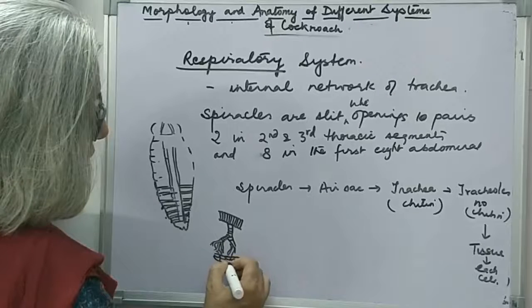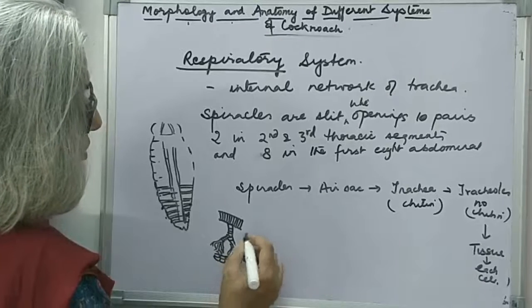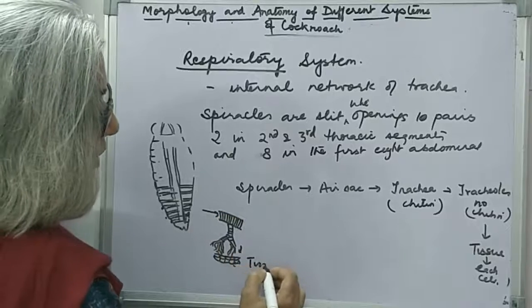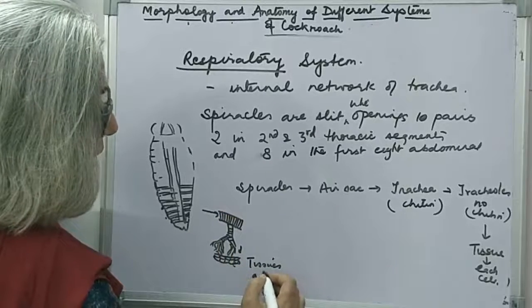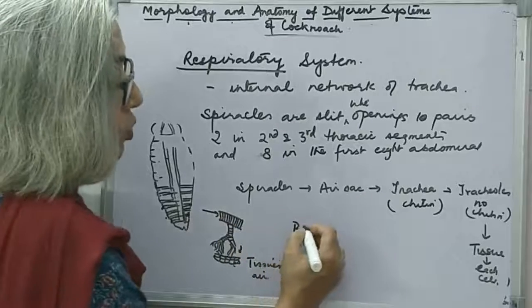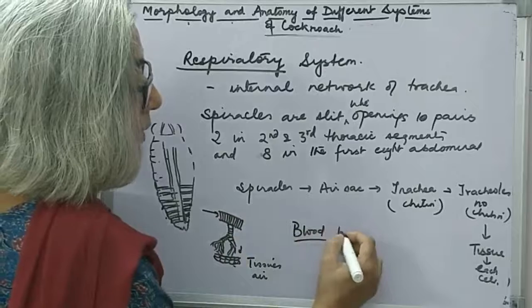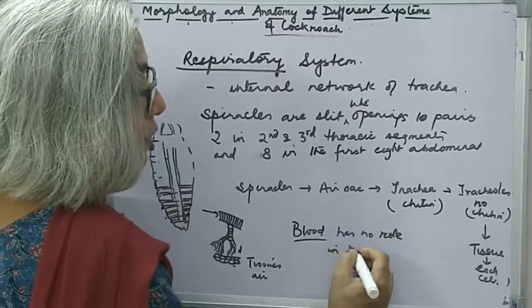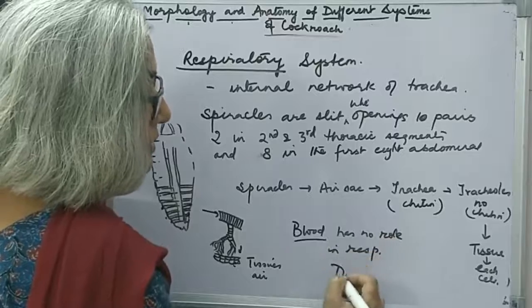The end of the tracheoles, these are the cells making up the tissue. So the supply of air is directly to the tissues. The tissues get air from the outside. So blood has no role to play. Blood has no role to play in respiration because the exchange of gases is direct.